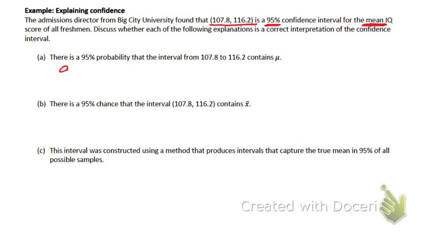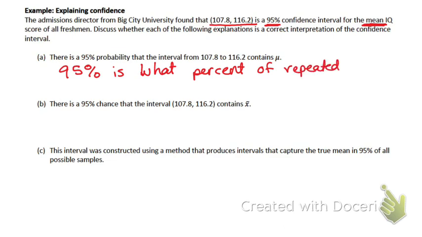The 95% is what percent of repeated intervals capture mu. So this one was false. Bad interpretation. All right.